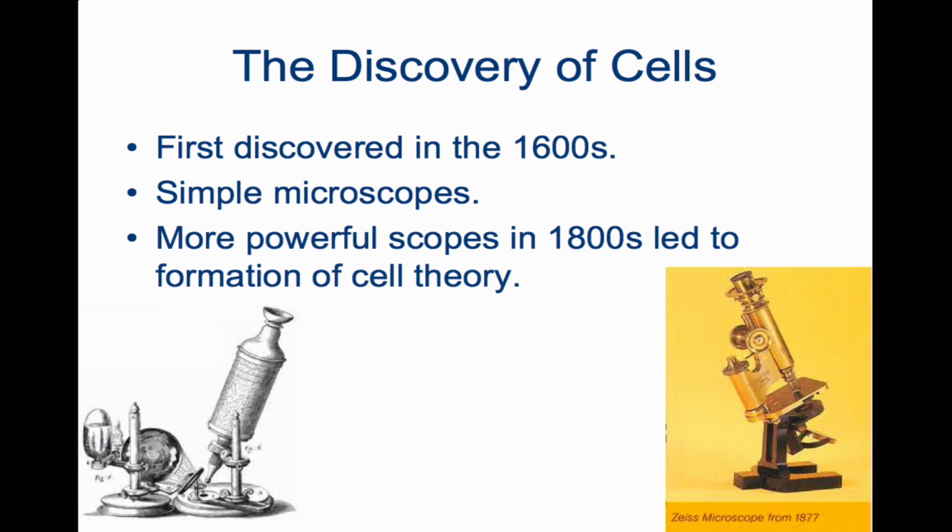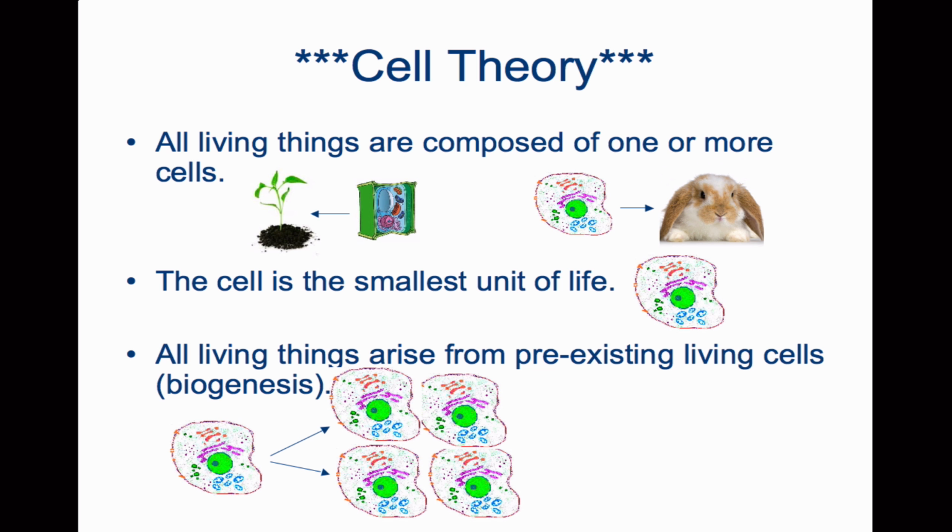So first we're going to talk about the discovery of cells. Cells were first discovered in the 1600s. Very simple microscopes, really just kind of magnifying glasses. But more powerful scopes in the 1800s led to the formation of cell theory. And cell theory is composed of three ideas.